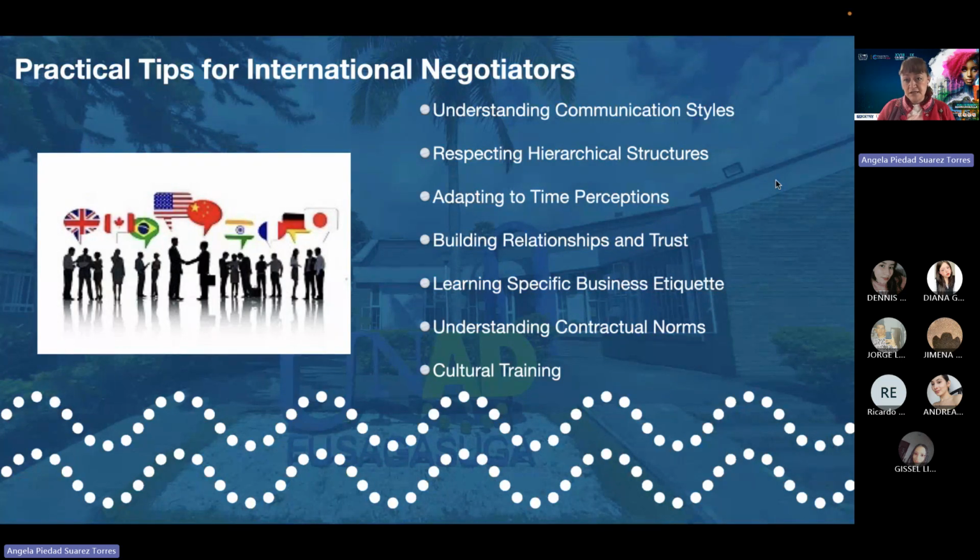First thing, you have to understand communication styles. Research whether the culture prefers direct, explicit communication or a more indirect, subtle approach. For example, East Asian cultures use high context communication where nonverbal cues are important, whereas Western cultures often use low context, explicit verbal communication. So adapting the communication style according to the situation is going to help you avoid misunderstandings.